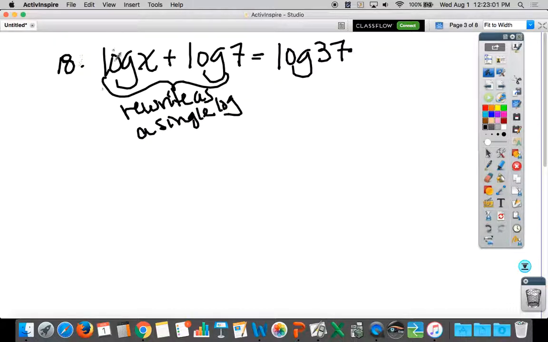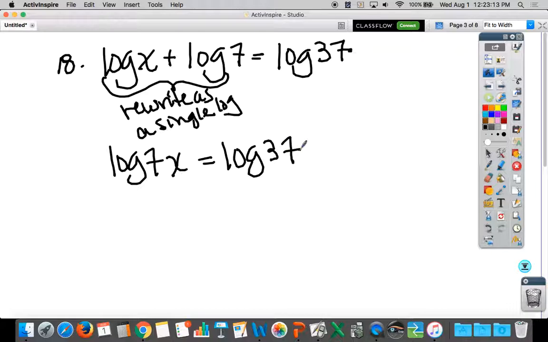So you have to think of properties here. Which property used a plus? Multiplication. So I'm going to rewrite this as that. Okay? Now I get to drop the logs. Now guys, pay attention to me. Can I drop the logs before I make it a single? No. You cannot. Alright, so now I can drop the logs.